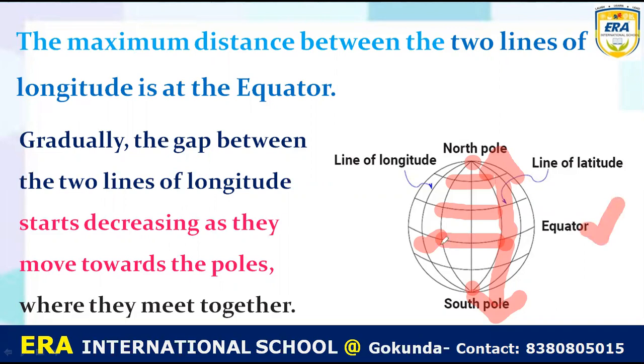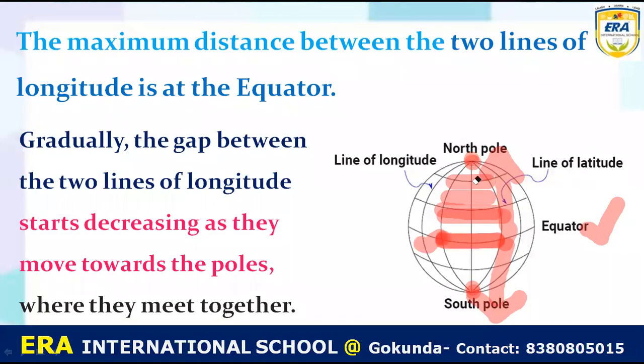Understand, where is the maximum distance? ऐसे कौन से जगह पे दोनों एक दूसरे से बहुत दूर अंतर पे है? इक्वेटर पे. जैसे वो पोल के तरफ जाएंगे, वहां पे उनका डिस्टेंस क्या हो जाता है? फिर डिक्रीज यानी रिड्यूस, कम कम होते जाता है. Okay. Gradually, the gap between the two lines of longitude starts decreasing as they move toward the pole. At the equator, the distance is more, but as they go away from the equator, their distance decreases. And when they meet together, the distance will be nothing.